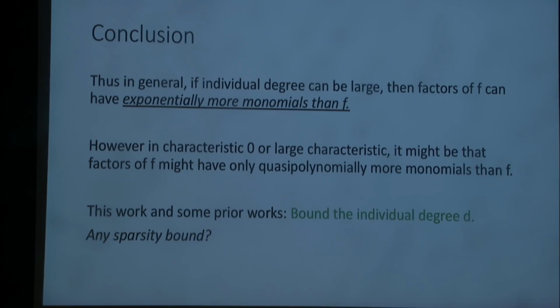So even if this individual degree d was 5 or whatever, something very, very small, a priori it's not clear why there should be a better sparsity bound. I mean, there was no sparsity bound. It could be that you have a very sparse polynomial whose factors are still exponentially dense.